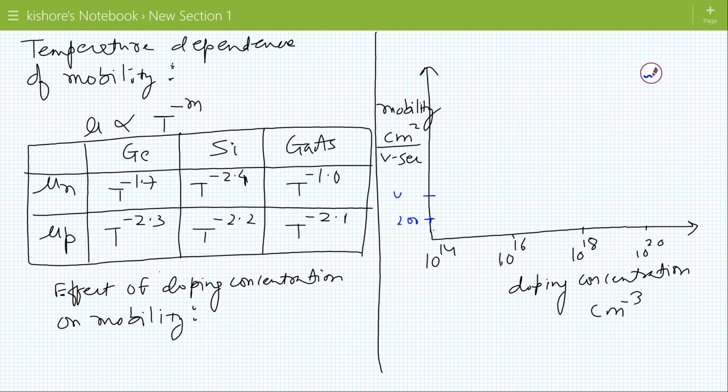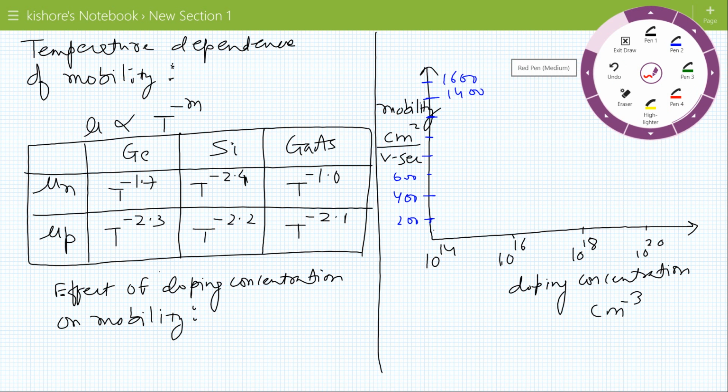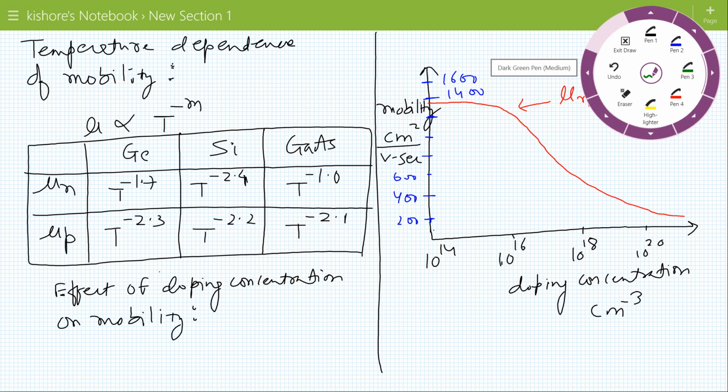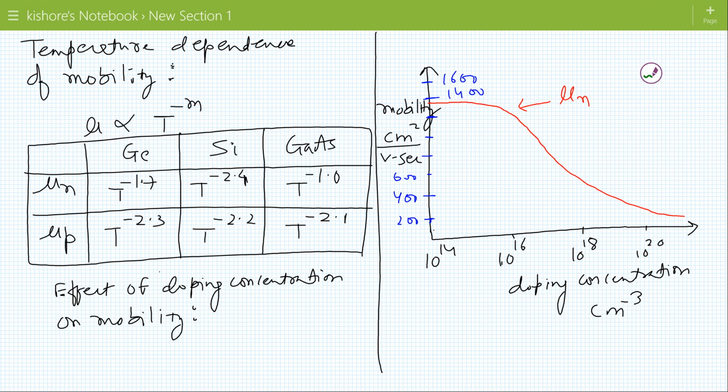The mobility axis runs 200, 400, 600, 800, 1000, 1200, 1400, 1600. As the doping concentration increases, mobility of electrons also decreases. Same is the case with the holes also. With increase in doping concentration, mobility of holes also decreases.